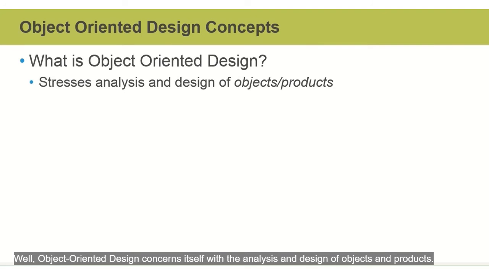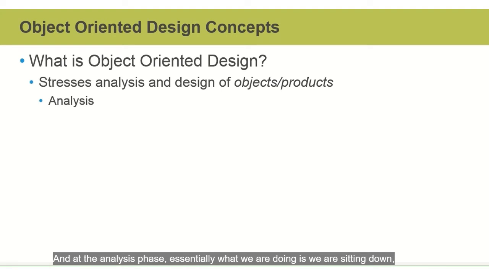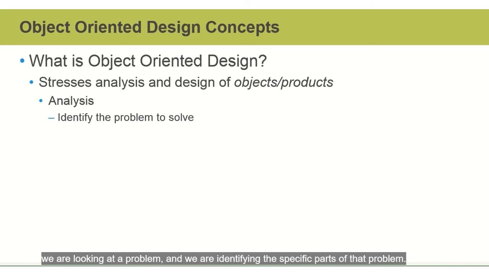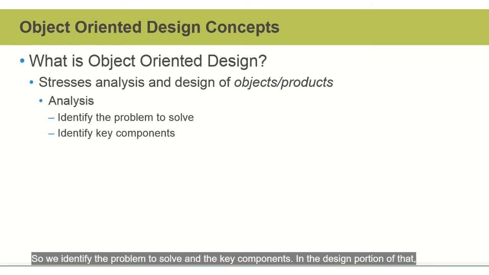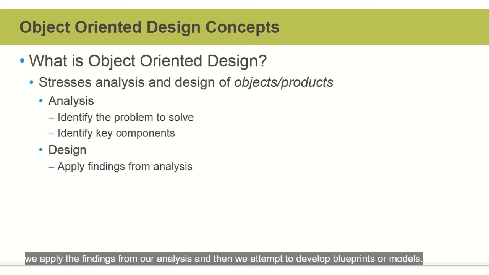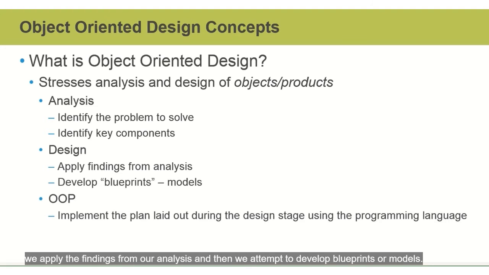Well, object-oriented design concerns itself with the analysis and design of objects and products. At the analysis phase, essentially what we're doing is we're sitting down, we're looking at a problem, and we're identifying the specific parts of that problem. So we identify the problem to solve and the key components. In the design portion of that, we apply the findings from our analysis, and then we attempt to develop blueprints or models. So we're sketching out a plan, if you will, for how we're going to attack this in code.